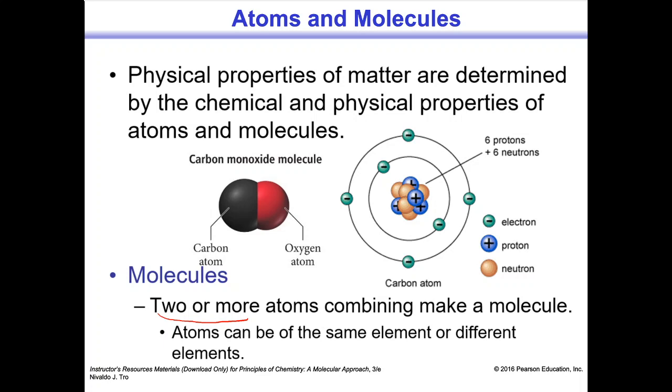They make a note here that atoms can be the same or they can be different elements. If we have something that's made up of just one type of atom, that's going to be an element.